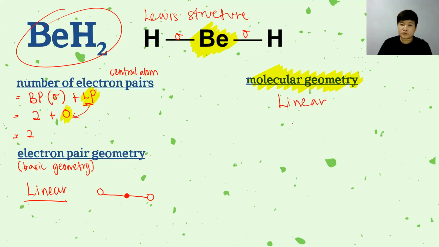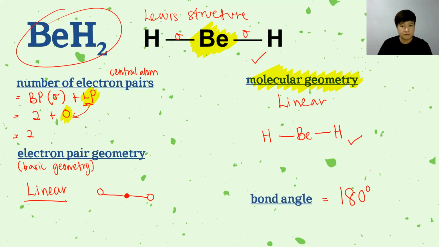When the molecular geometry remains linear over here, your Lewis structure needs to be redrawn in the shape of linear if you haven't drawn it correctly. If you have, then it's fine. So your linear molecular geometry will look something like this. Therefore, your bond angle over here will be 180 degrees because the molecular geometry is linear. So for this linear, there is no lone pair at the central atom.